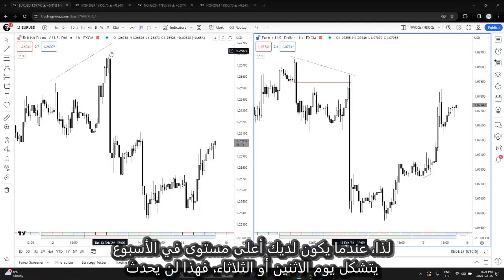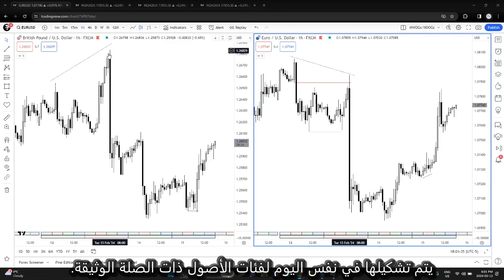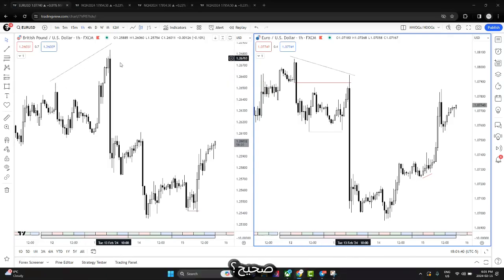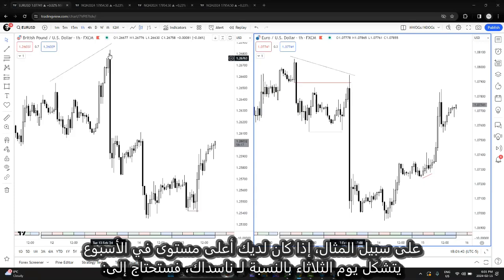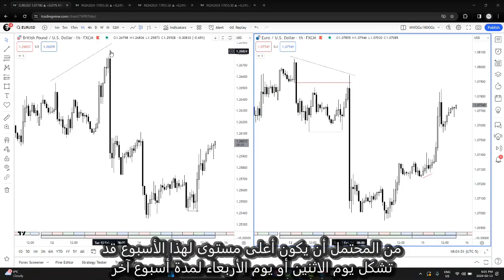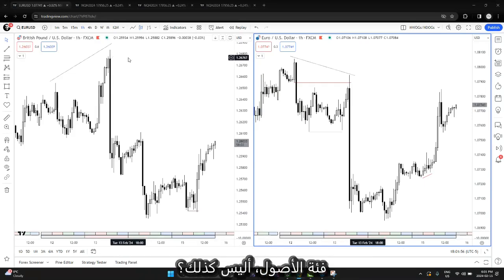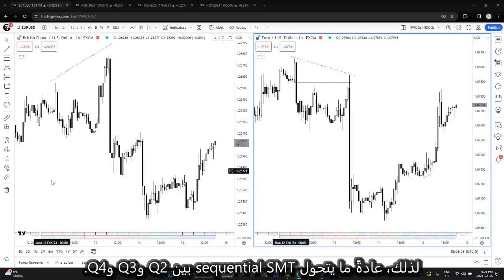So whenever you have the high of the week forming on Monday or Tuesday, it's not going to be forming on the same day for closely related asset classes, right? So, for example, if you have the high of the week forming on Tuesday for NQ, then you'll probably have the high of the week forming on Monday or Wednesday for another asset class, right? So sequential SMT usually shifts between Q2, Q3, and Q4.